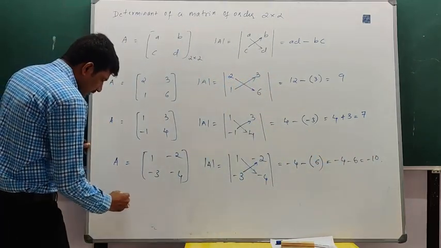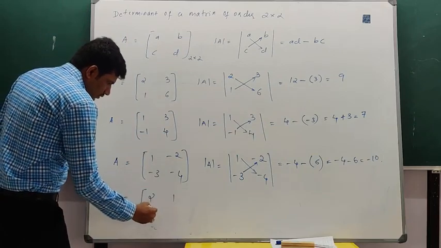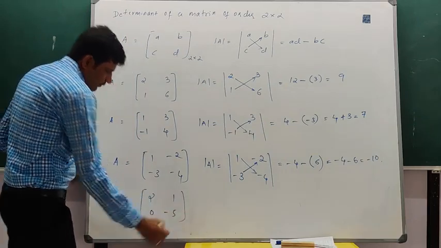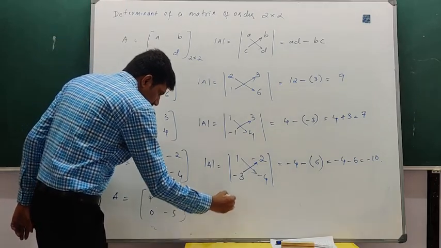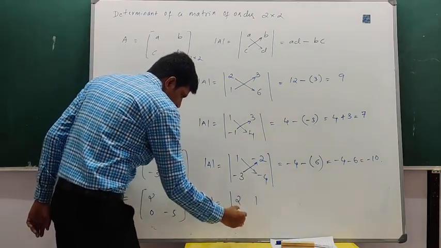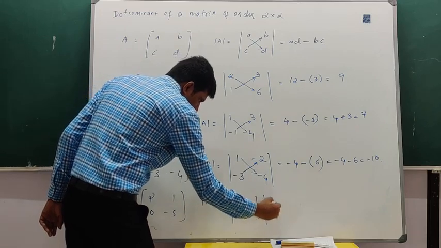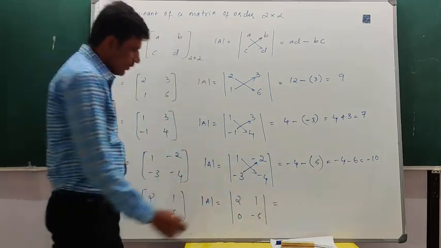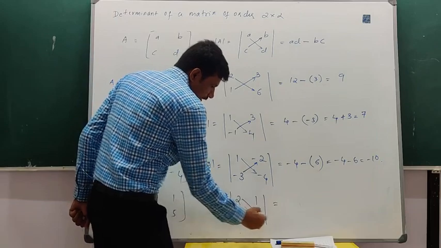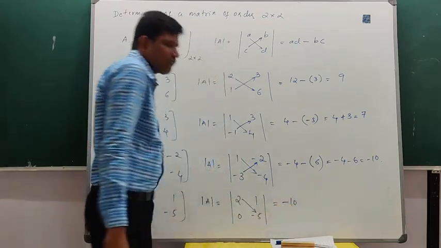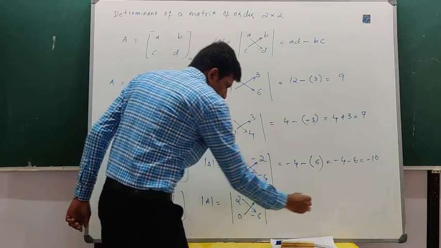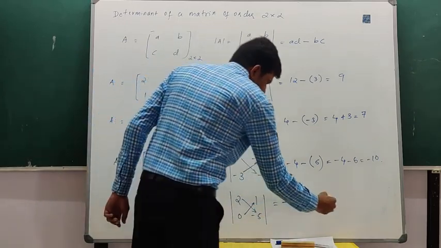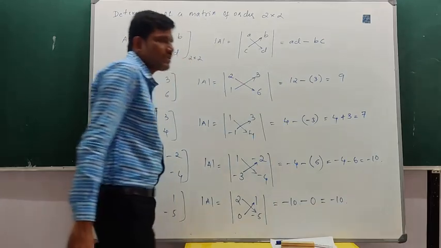Now matrix A is equal to 2, 1, 0, minus 5. What is the determinant of A? It is the determinant of 2, 1, 0, minus 5. First we multiply these elements, 2 into minus 5, which is minus 10, minus, now 0 into 1, which is 0. So the answer is minus 10.